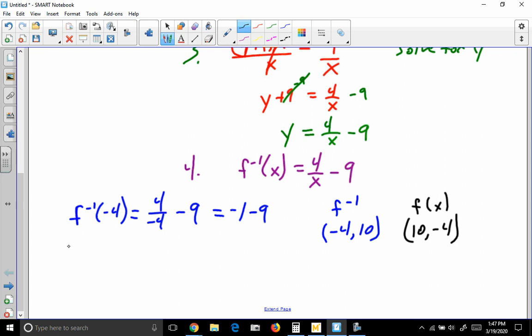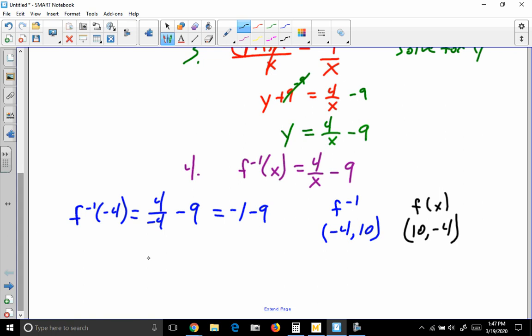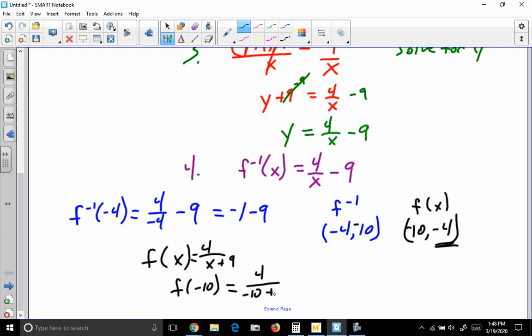So we take our original function, which is 4 over x plus 9, and we're missing a sign, aren't we? -1 minus 9 is -10. So if we substitute a -10 into this function, we should get an answer of -4. So 4 over -10 plus 9. Well, -10 plus 9 is -1, and sure enough, we get -4.